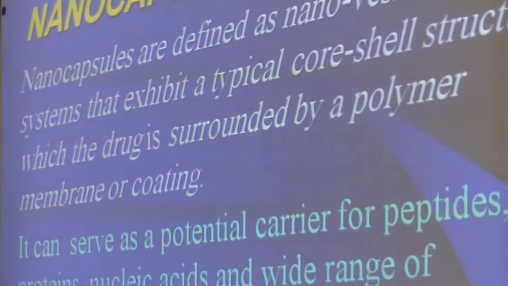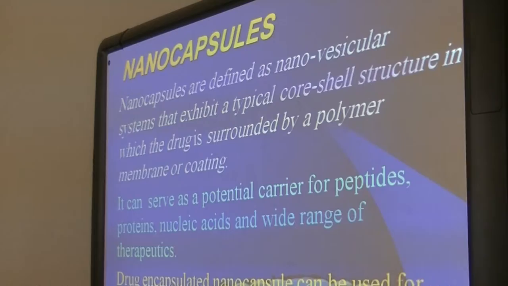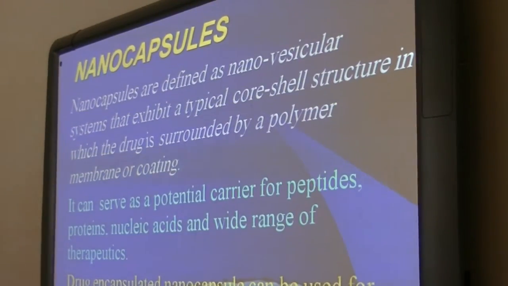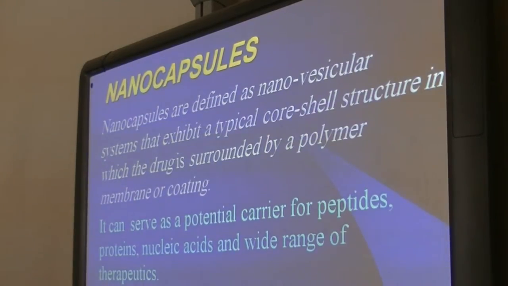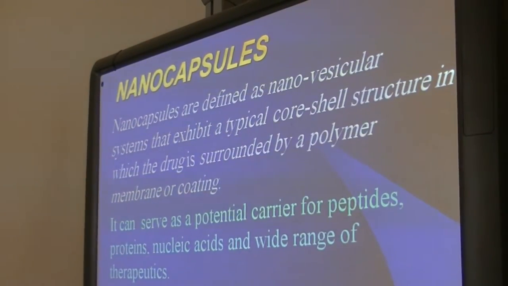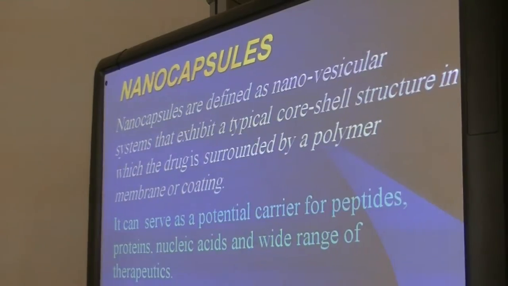So here the next type is nanocapsules. It is the same as a capsule, which is again enclosing the drug into a shell of polymer at nanoscale. This is again applied for cancer as well as neurosciences.